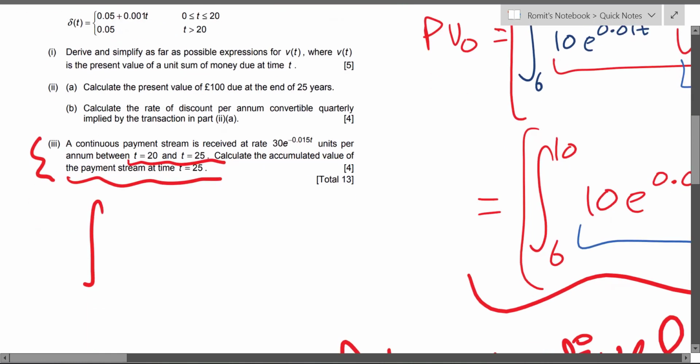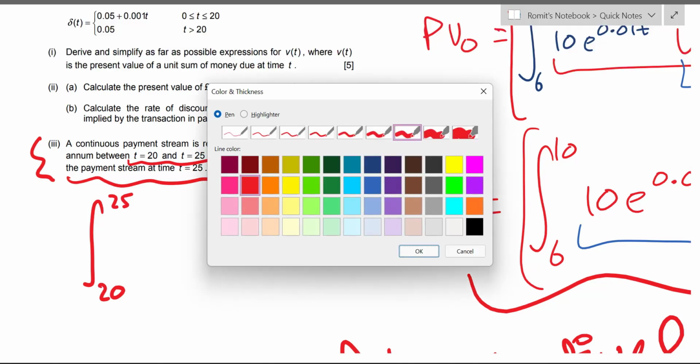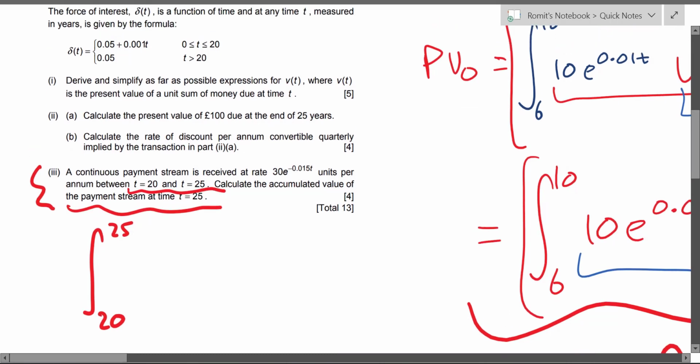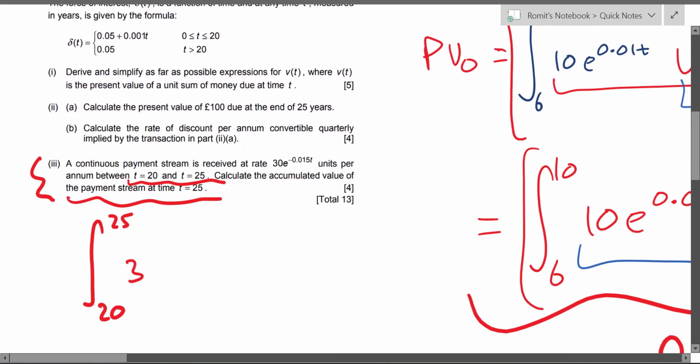Okay, so now what will be the total value of this stream? The total value of this stream would be adding up from 20 to 25, that is when this stream is payable, and what is the value? 30 e to the power of minus 0.015 t dt. If you would have just written this, this would give you the total value. But now you need to accumulate till time 25. From where? From the representative time t, okay, you need to accumulate till time 25.